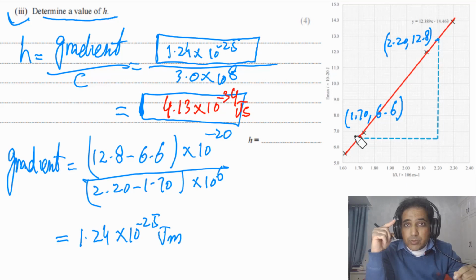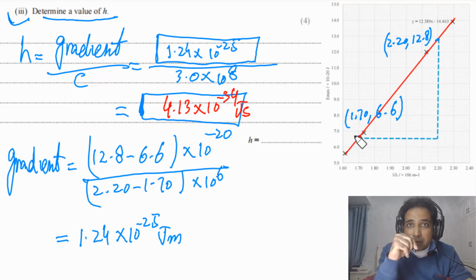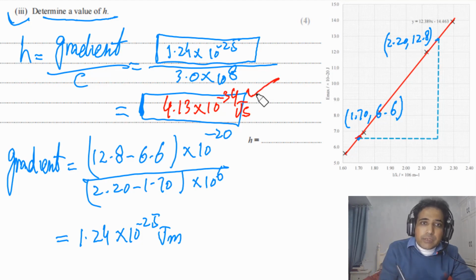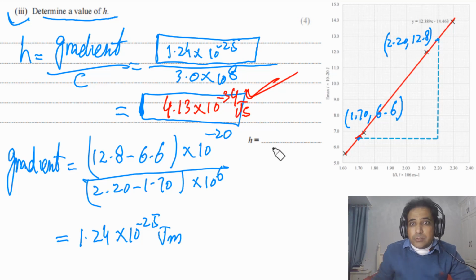So this is a very important point to minimize uncertainty and to improve the accuracy. So the answer for this question is 4.13 times 10 to the minus 34.